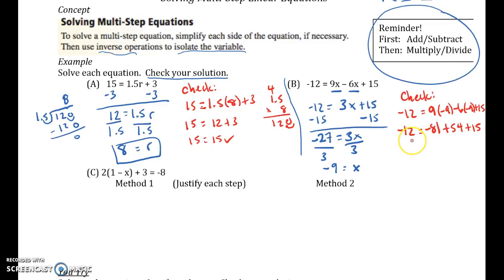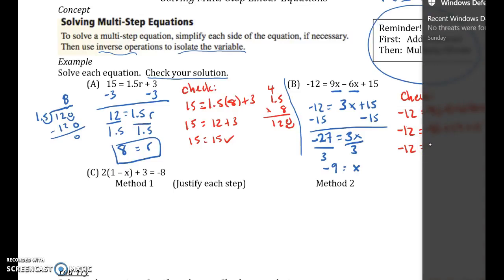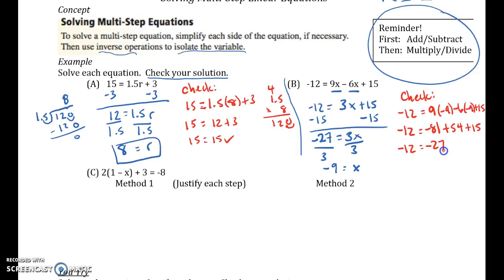And then let's go ahead and add from left to right, or whatever terms make more sense to you, because with addition, the order doesn't matter. So you could have also done 54 plus 15 first, up to you. But I like going left to right, so I'm going to go ahead and do negative 81 plus 54 first. So I'm going to get negative 27 plus 15. And then again, negative and a positive, when we're adding them together, we're going to go ahead and subtract those values. 27 minus 15 is 12. 27 is the larger value, so my answer is still negative, and that checks. So I can be very confident x is equal to negative 9.